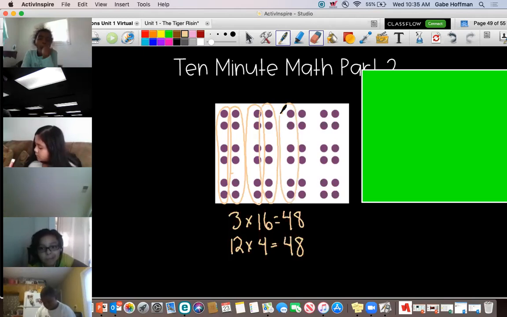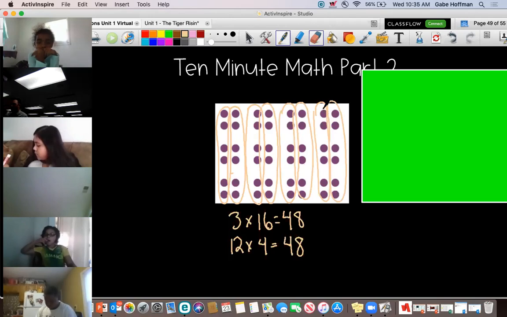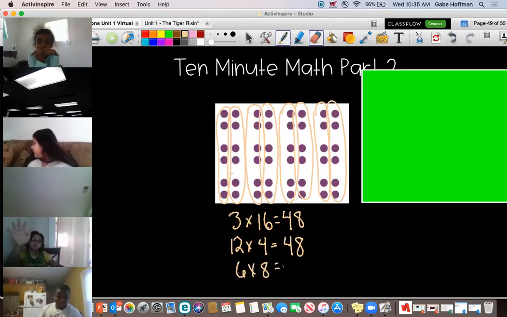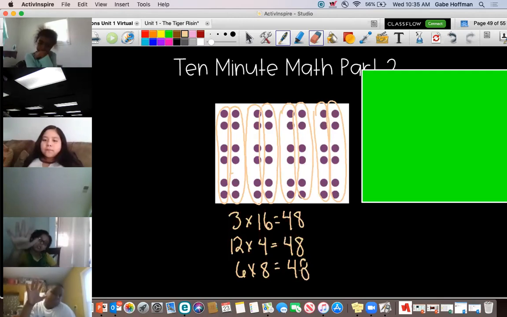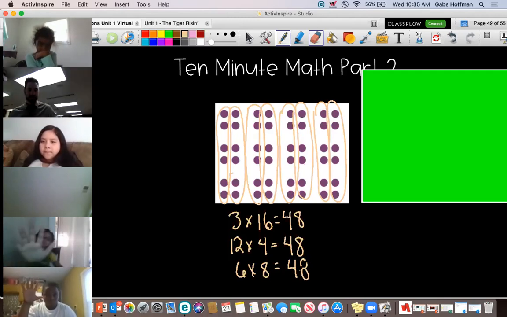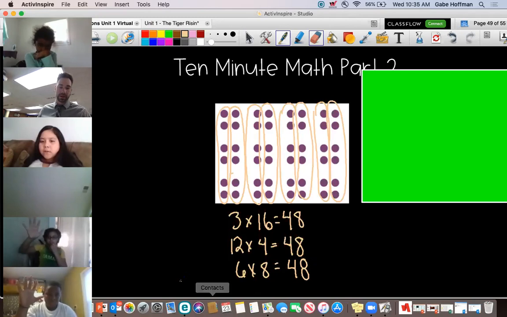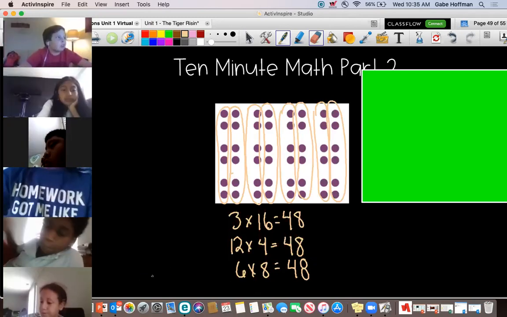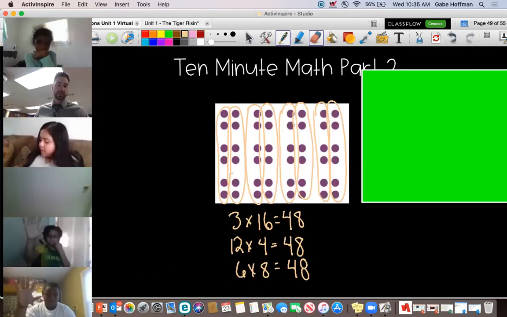So is the number 48, this is a risky question I'm about to ask, prime or composite? And how do you know? Is the number 48 prime or composite, and how do you know? Michael.